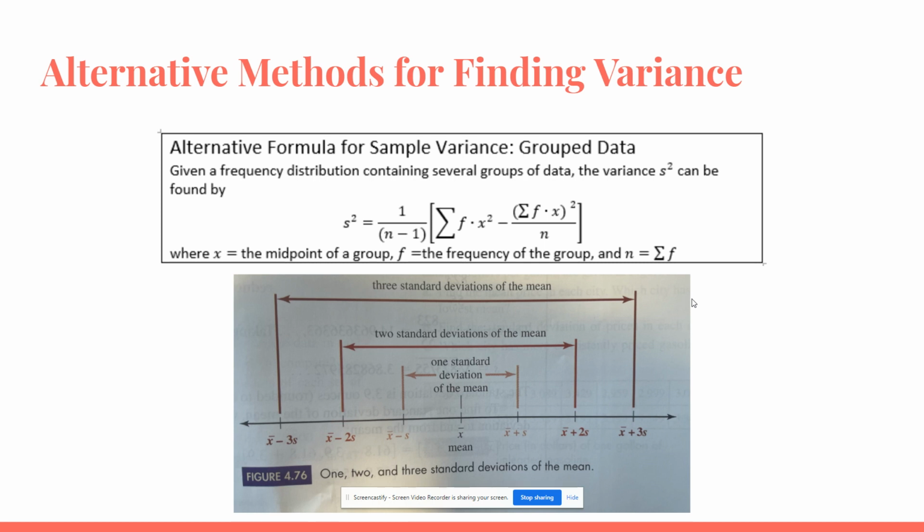Okay, so here's that picture. And here's that alternative variance that we just used where we have f times x. This is if we have grouped data. All right. So if you are within one standard deviation of the mean, right in here, that should be the majority of our population. And as we move farther out, there's going to be fewer in these outskirts if we're looking at a typical bell curve.